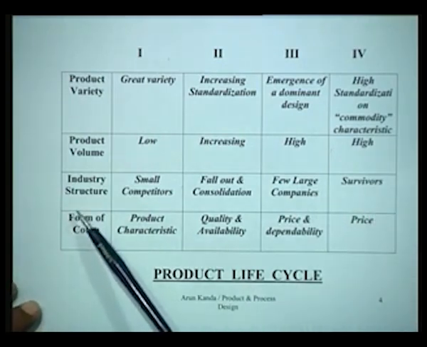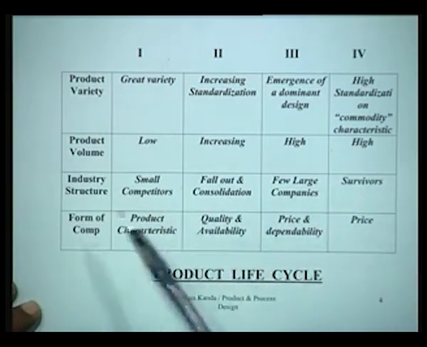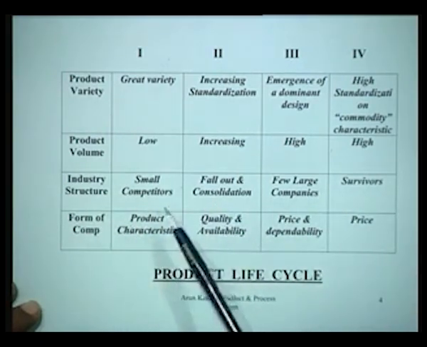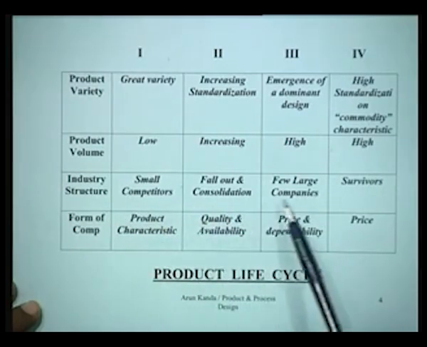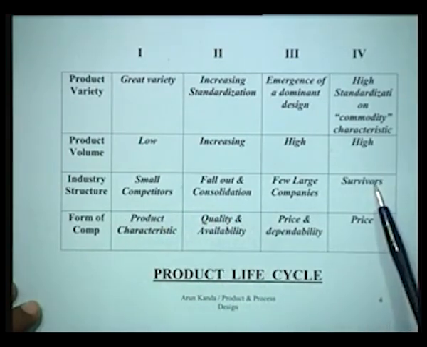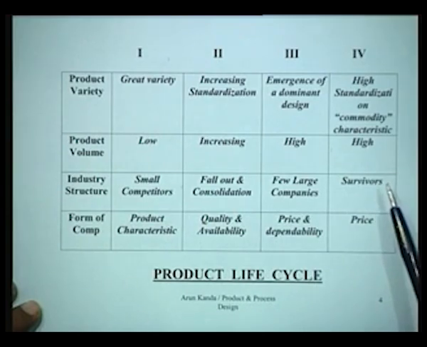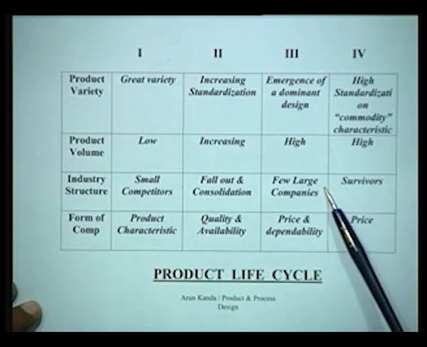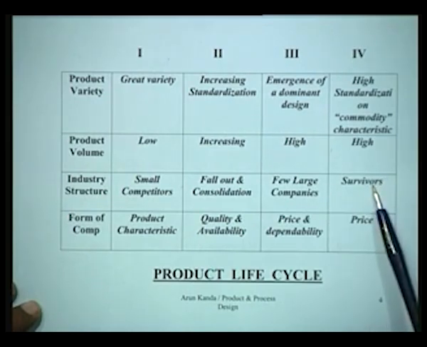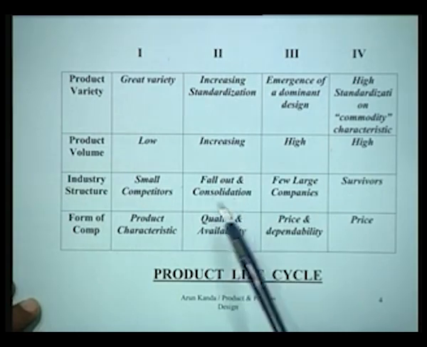So you see the impact of this particular product on the industry structure in terms of how competitors grow, fall, and subsequently only a few survivors actually manage the show. If you take the case of soft drinks, for instance, Coca-Cola and Pepsi are the few large companies who have survived, and all other small manufacturers in the Indian context have either fallen out, consolidated, or been bought out by these companies.